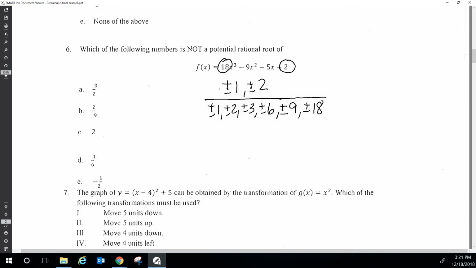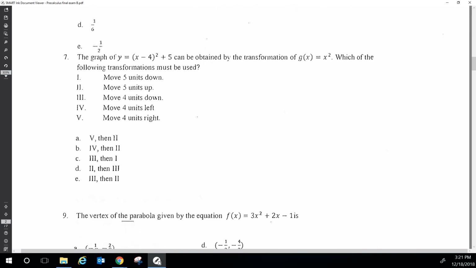So if I look at these, do I have a 3 on the top and a 2 on the bottom? I don't. So this is the one that's not a potential root. Notice I do have a 2/9, I do have a 2 over 1, I do have a 1 over 6, and a negative 1 over 2. Those are all represented there.